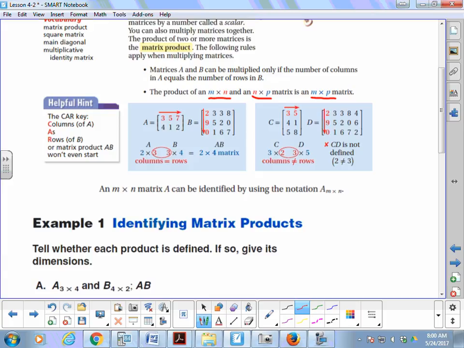So if we multiply a 3 by 2 by a 2 by 4, then we're going to end up with a 3 by 4 matrix. So these two have to be the same for me to be able to multiply, the number of columns for the first one and rows for the second one. And then my result is going to be the other two, these rows, these columns.